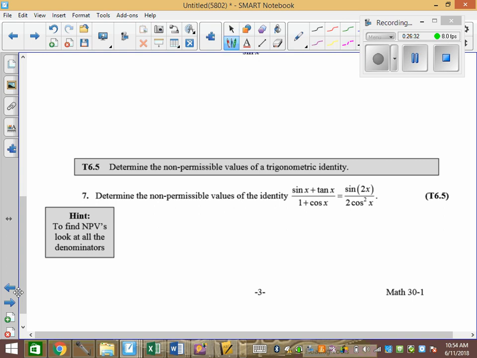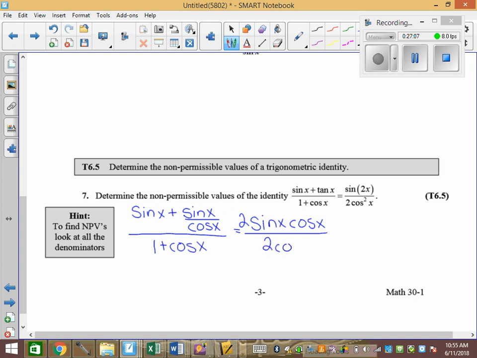Determine the non-permissible values of this identity. So, what do we have to do? We always have to turn everything to sines and cosines if possible so that we can find out if we have anything in the denominator, correct? So here we have sine x plus tan x, which is what? What's tan x? Over 1 plus cos x equals 2 sine x cos x, nothing in the denominator, over 2 cos squared x.